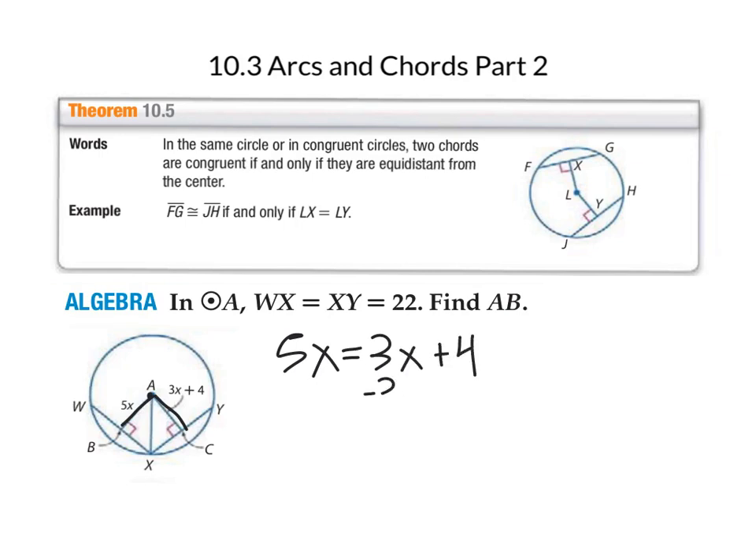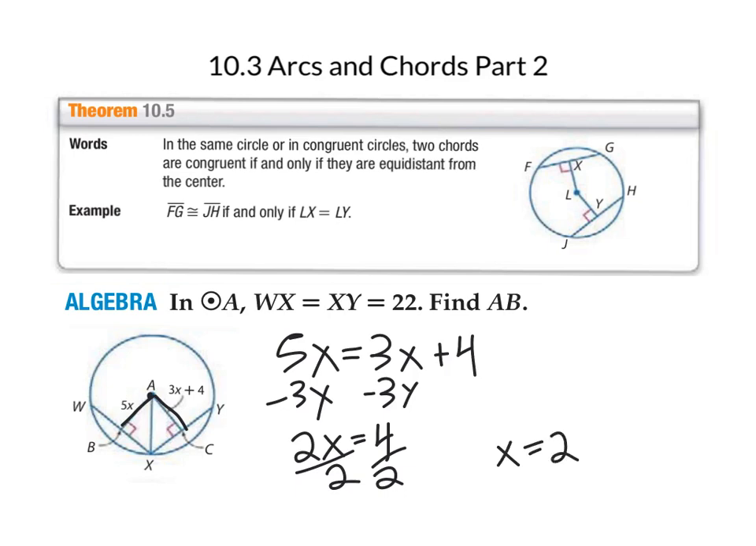Then we can subtract 3x on both sides, and then we can divide by 2, and we get that x is equal to 2. Now they wanted us to find AB. AB is 5x, so we would say 5 times 2 is equal to 10. So the length of AB is 10.